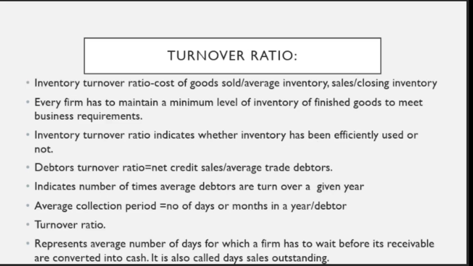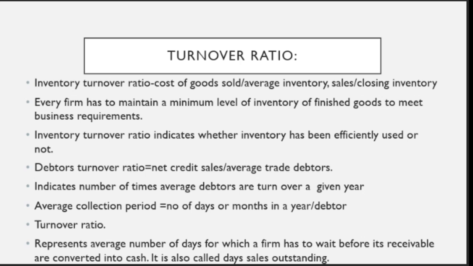Turnover ratios. Inventory turnover ratio is cost of goods sold divided by average inventory, or sales divided by closing inventory. Every firm has to maintain a minimum level of inventory of finished goods to meet business requirements. The inventory turnover ratio indicates whether the inventory has been used efficiently or not. Debtor turnover ratio is equal to net credit sales divided by average trade debtors. It indicates the number of times average debtors are turned over in a given year.